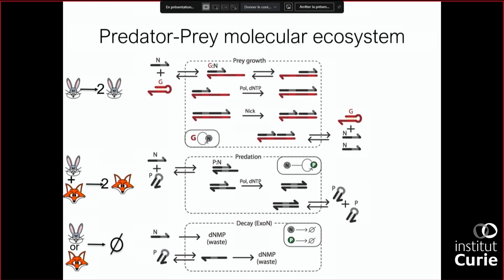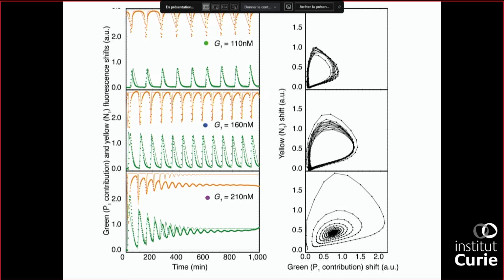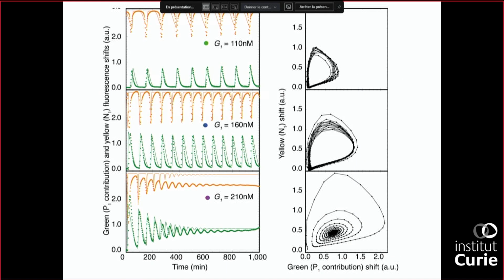And indeed, if we look at the individual dynamics of the system, so this is the prey: exponential growth and going to saturation. Predator reaction, again, exponential growth and stopping when there is no more prey, and then decay. And now if we combine everybody together, we indeed observe very nice oscillatory behavior. So here we are looking at both chemical species, so both strands of DNA, using different fluorescent reporters.